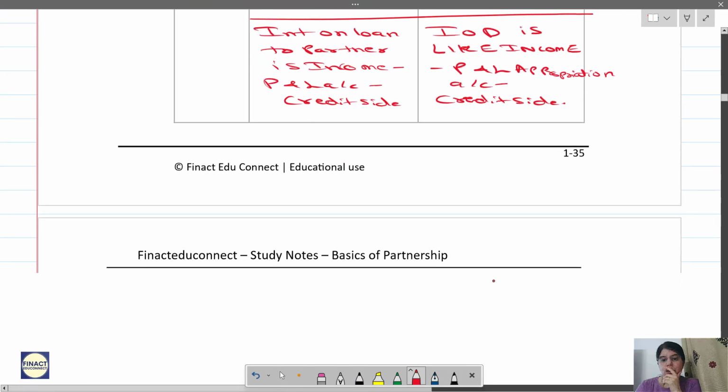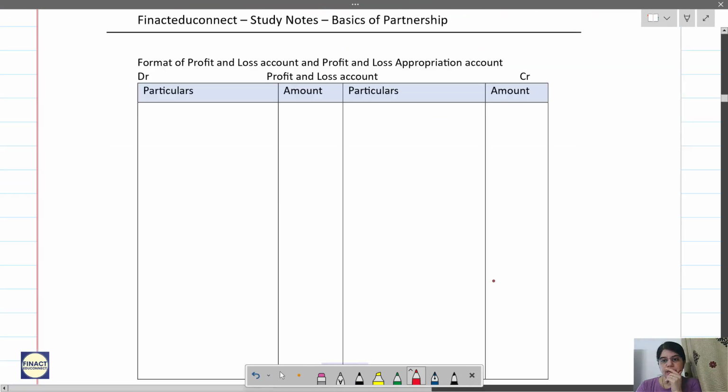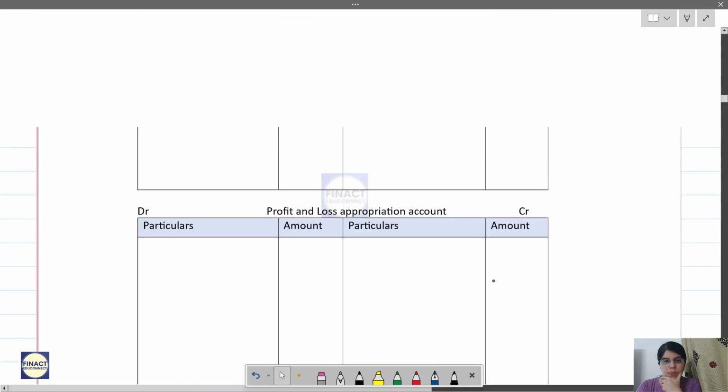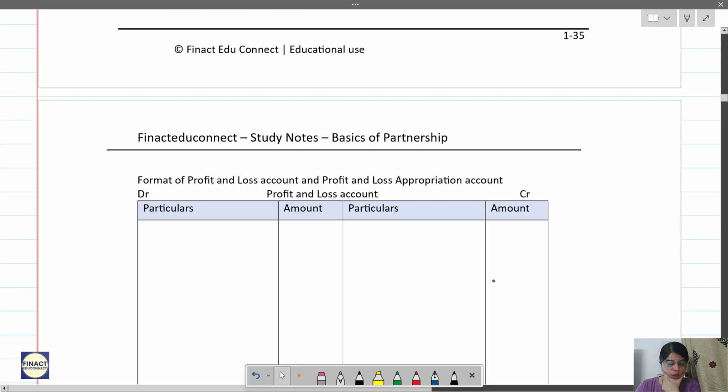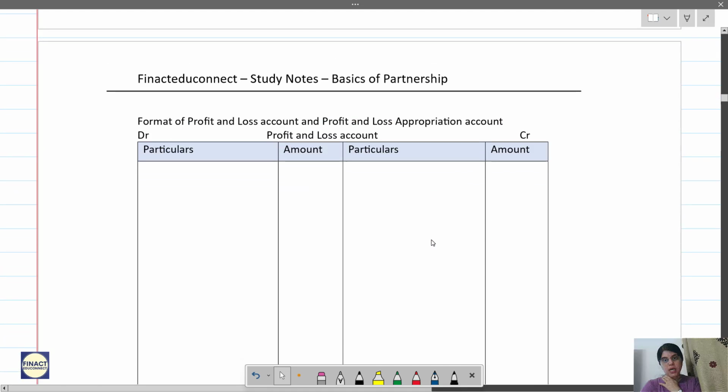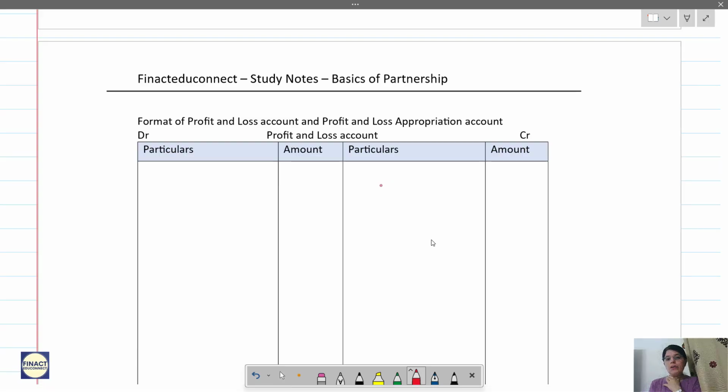Now next page. We will just see a format of profit and loss account and profit and loss appropriation account. Now see here, we have already seen in trading account whatever we have done last year. In trading account, you take opening stock, closing stock, purchases, sales, direct expense, and you calculate the gross profit. So from trading account, your gross profit is transferred to your profit and loss account.